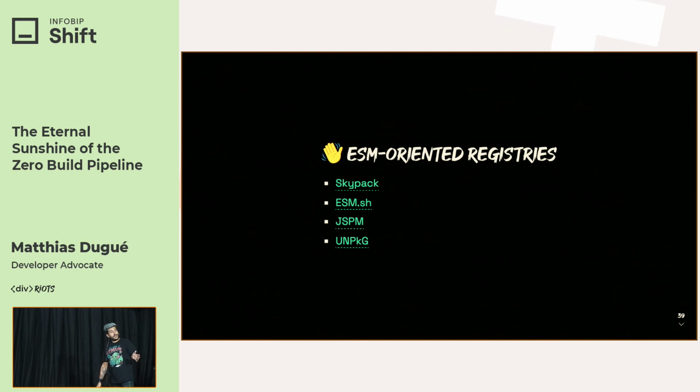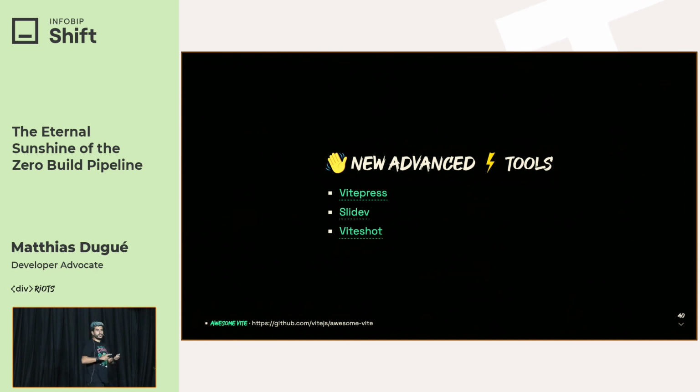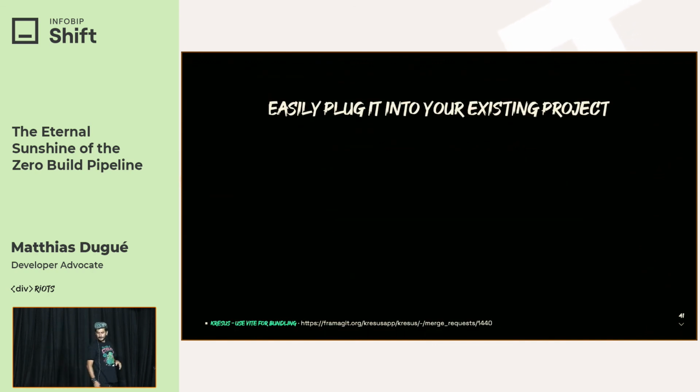And aside from that, we saw new projects that are able to take advantage of that, like ESM-oriented registries that are distributing the same modules as NPM, but in the native ESM format directly, like Skypack, ESM.js, JSPM, and so on. So that's pretty cool, because I could use directly the ESM version of my modules from the CDN. I've got new advanced tools that take care of this Vite implementation, like VitePress, like Slidev, like ViteChat, and so on. So this new generation of dev tools allows us to develop new tools that we couldn't have before, which is really, really nice.